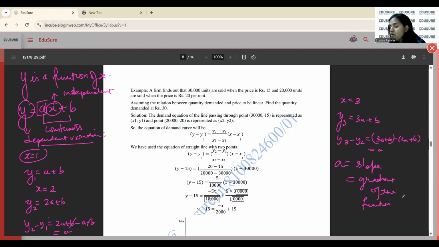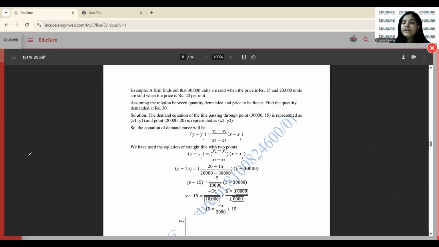All right. So now let us look at this particular example. I will do it by the basic definition. A firm finds out that 30,000 units are sold when the price is rupees 15, and 20,000 units are sold when the price is 20 per unit. So basically the quantity is 30,000 when the price is 15 per unit.